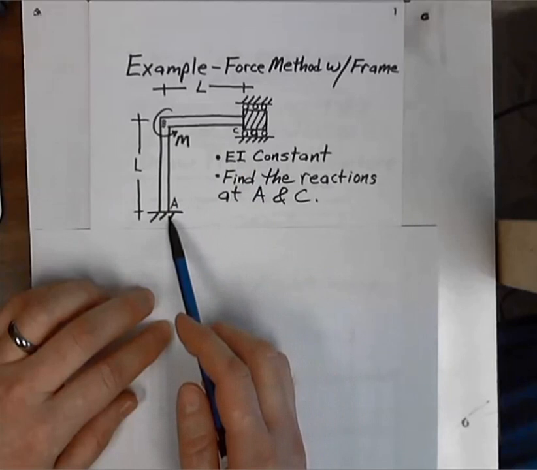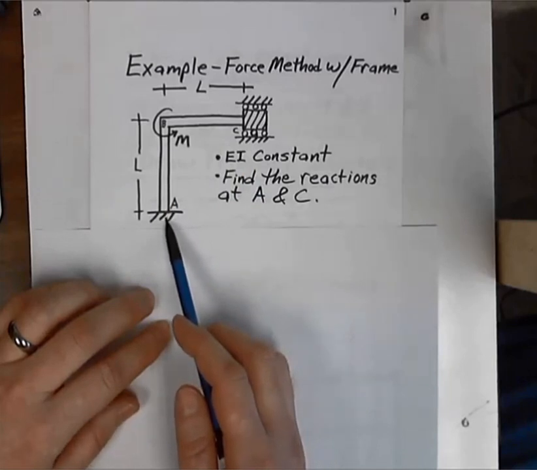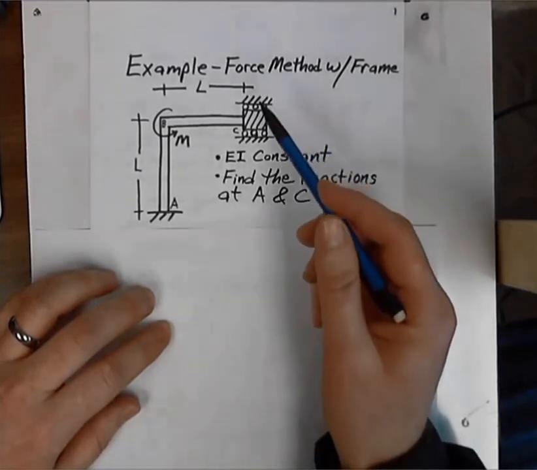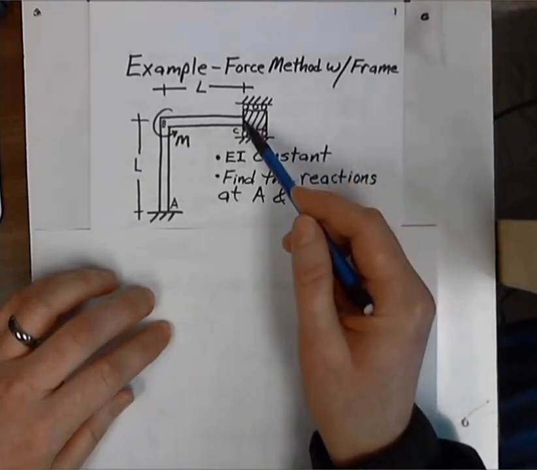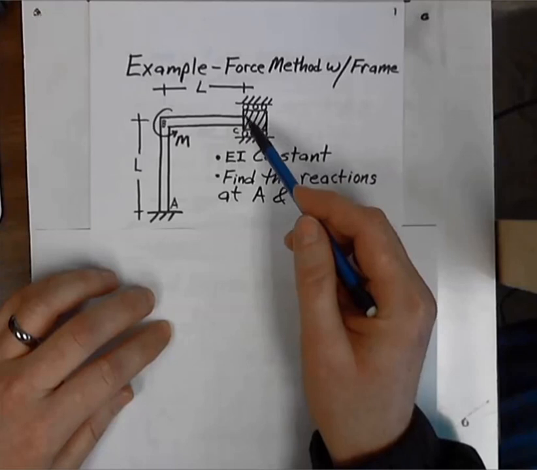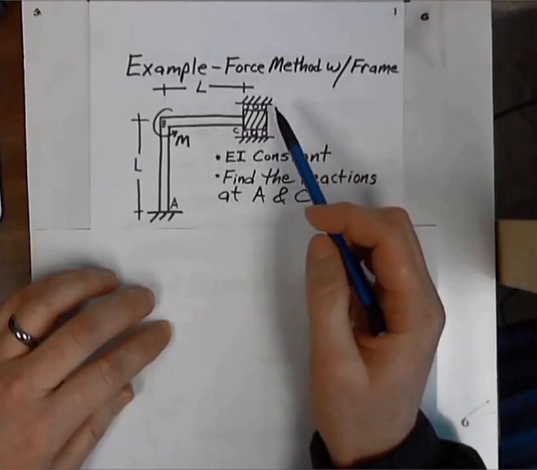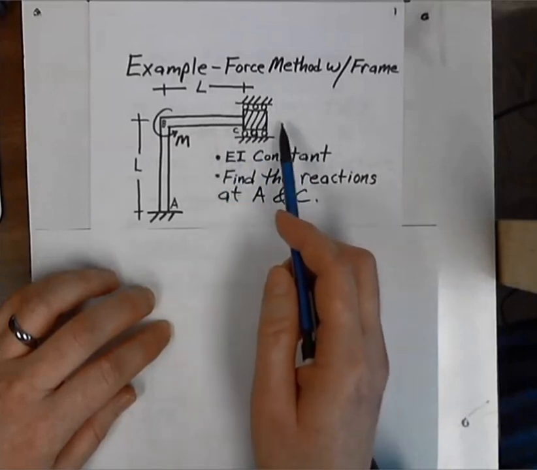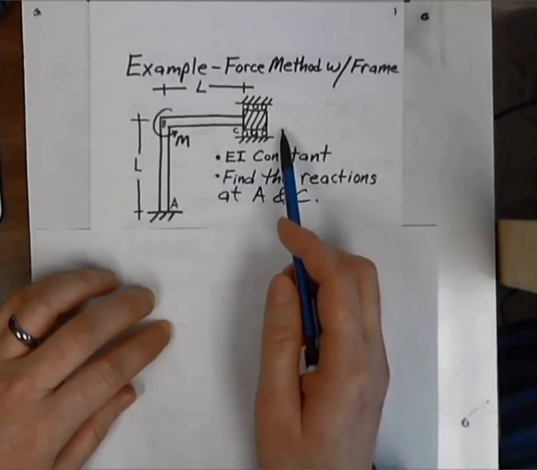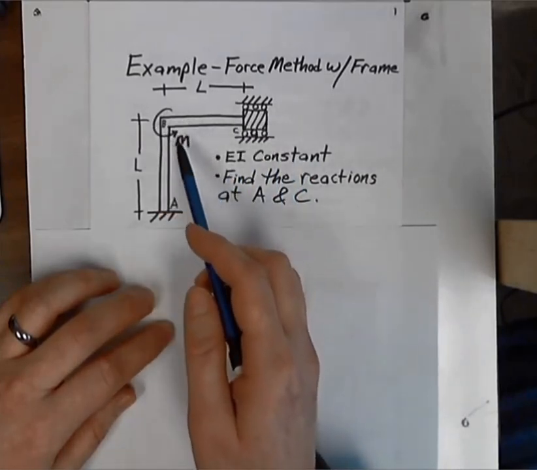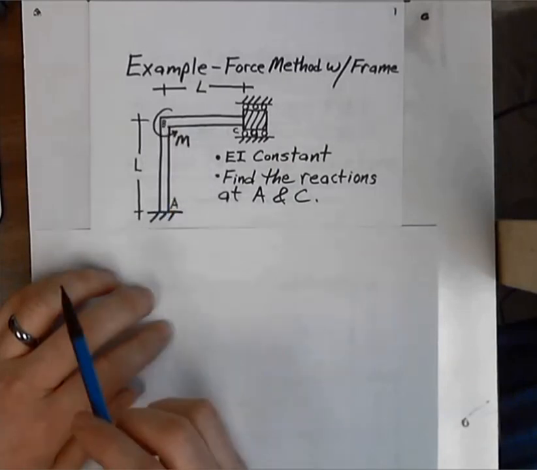At joint A, we have complete fixity of the beam. We also have moment restraint at C. We also have restraint in the vertical direction at C, but it is free to move in the X direction at C. We also have an applied moment M at joint B.